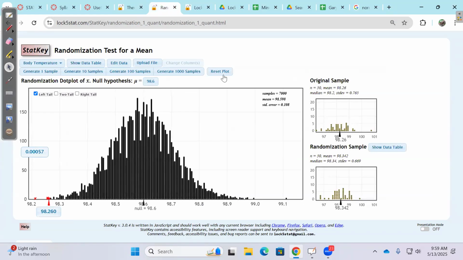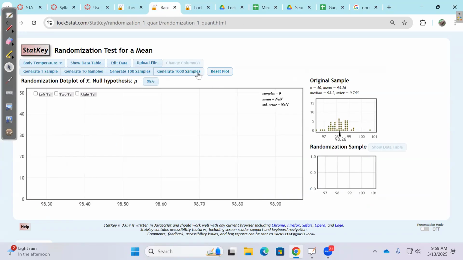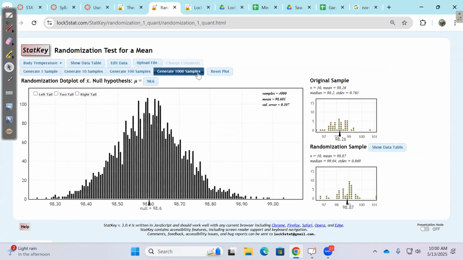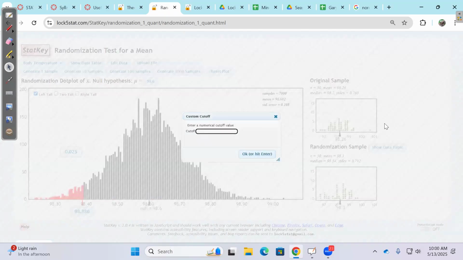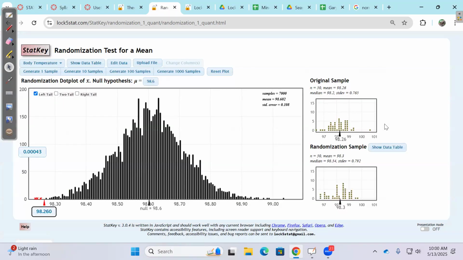Note, if we rerun this randomization here, so reset, generate thousands of samples, I should get about the same standard error, 0.108. Sometimes it'll be a little tiny bit different. The middle is still 98.6 because that's what I set the null hypothesis to. And if I do the left tail test and enter the sample statistic, 98.26, I get a similarly small p-value.